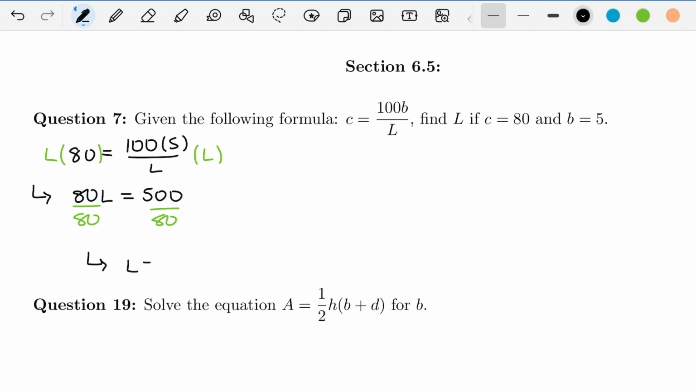We're going to end up with L is equal to 50 over 8, and in simplifying this fraction, we'll divide the numerator and denominator by 2, and so we'll end up with L is equal to 25 over 4.